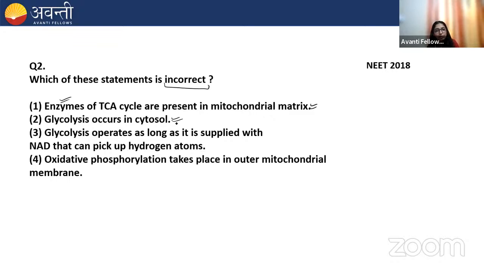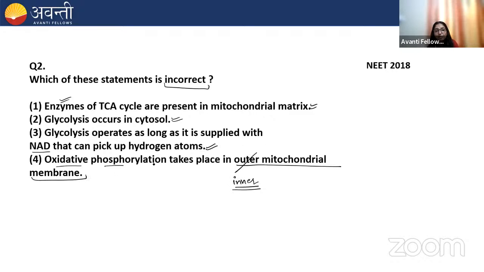Glycolysis occurs in cytosol. Yes, glycolysis occurs in cytosol in all living organisms. Remember this. Glycolysis operates as long as it is supplied with NAD that can pick up the hydrogen atom. Yes, because in glycolysis, this NAD will be reduced to NADH. For the continuation of glycolysis, we require NAD. The fourth one says that oxidative phosphorylation takes place in the outer mitochondrial membrane. No, I told you it is not outer, it is the inner mitochondrial membrane.